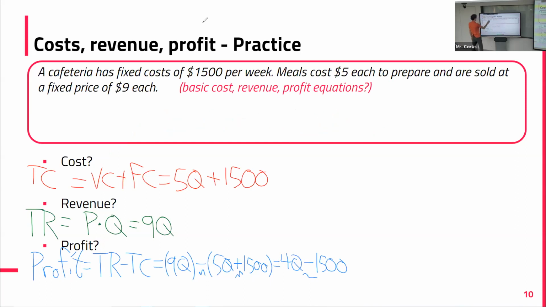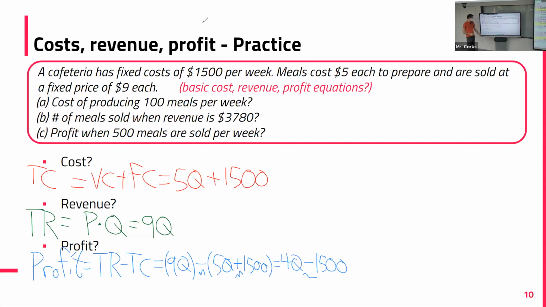So now some actual questions. Give you these 3. So please figure out these 3 things. Cost of producing 100 meals per week. If revenue is that much, how many meals sold? And then what is the profit when we sell that much? You have the formulas, put in the values and figure them out. If you're online, you can write your answers into the chat when you have them.